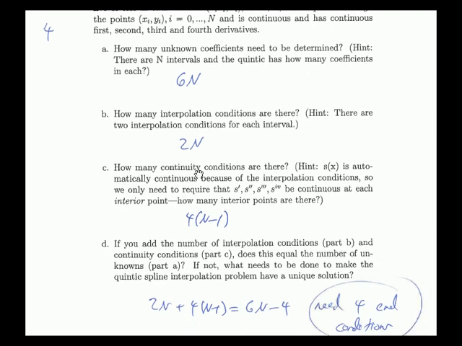And then, okay, so you've got 6n unknown coefficients, 2n interpolation conditions, 4n minus 4 continuity conditions. So you've got 6n minus 4 equations to determine 6n coefficients. That's not enough. You need 4 more conditions. For example, you could require that S prime and S double prime both are equal to F prime and F double prime at both endpoints, or something like that. So the cubic spline needs 2 conditions, the quintic spline needs 4 conditions to pin it down.